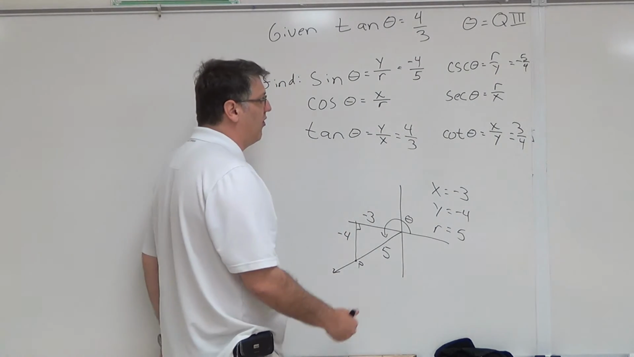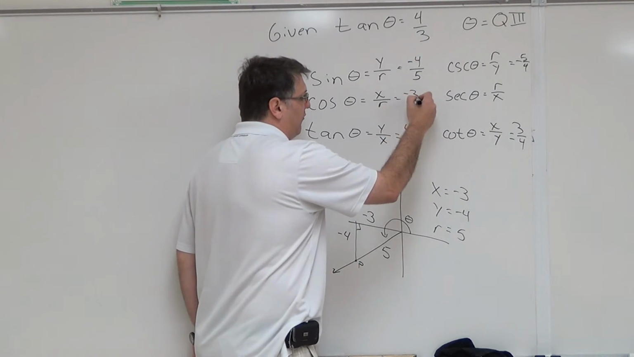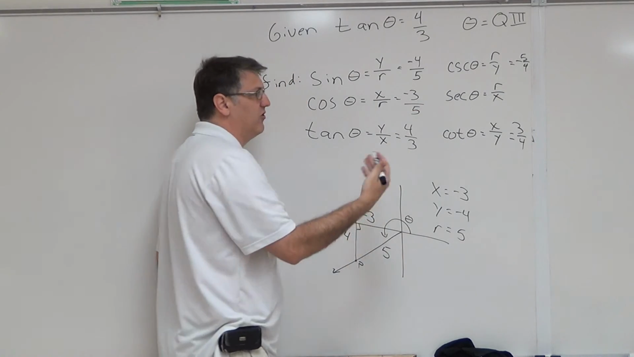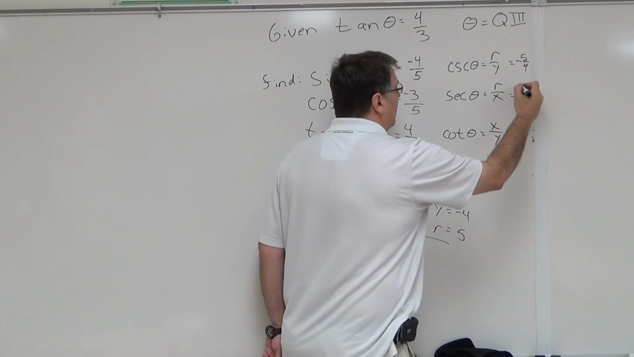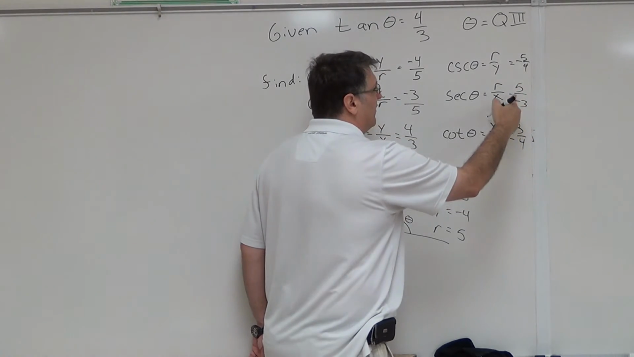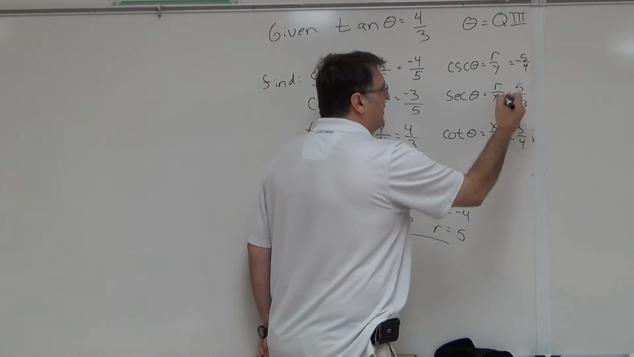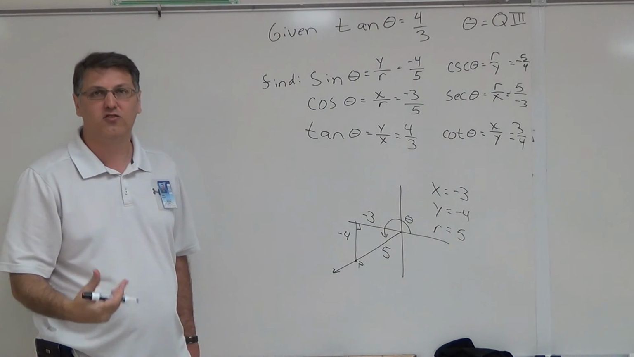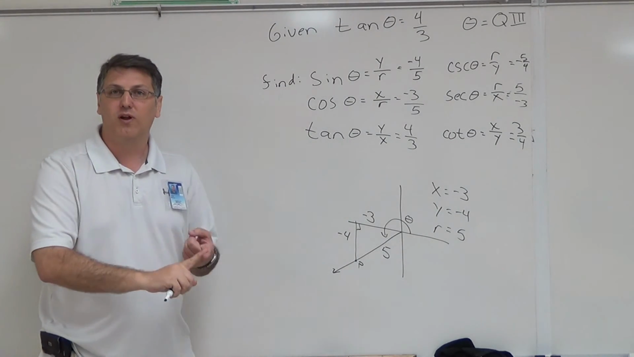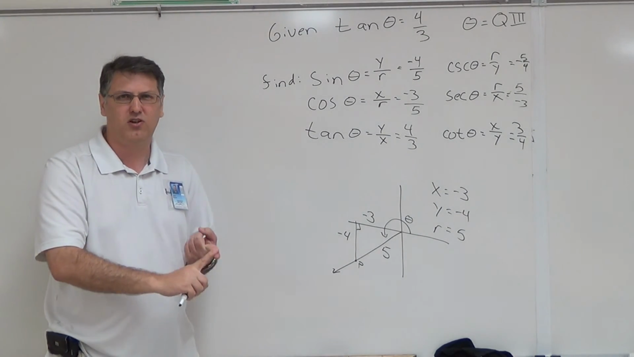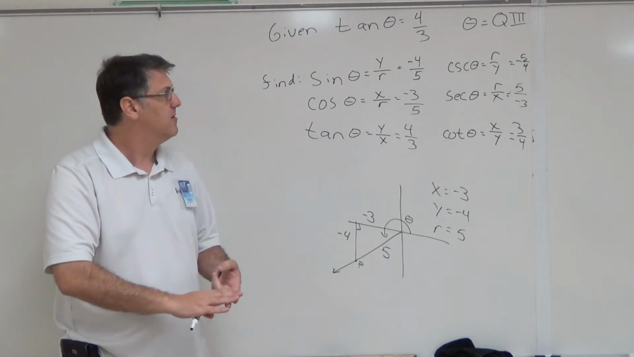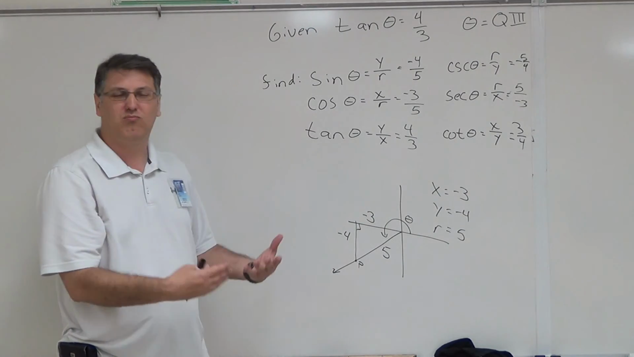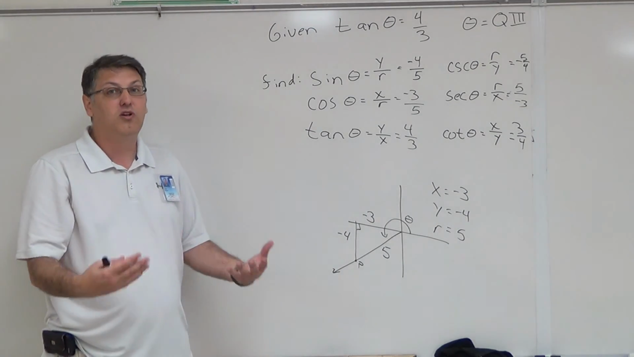Cosine is x over r. X, negative 3 over 5. Once you know that, flip that one upside down. This becomes 5 over negative 3. The only thing that you have to be careful of when you start flipping these fractions upside down is that you don't have a square root in the bottom, then you have to rationalize the denominator, or you don't get a 0 in the bottom because that's undefined. Other than that, 5 answers, didn't take much time at all, pretty straightforward question.